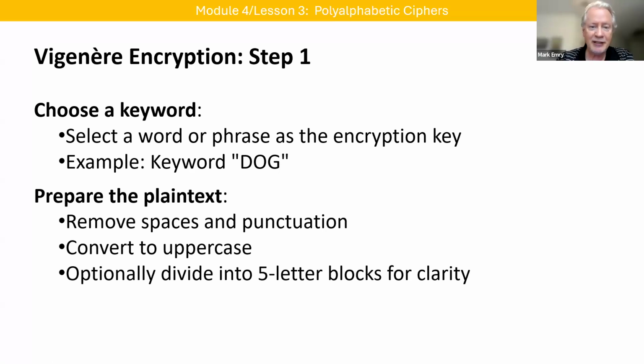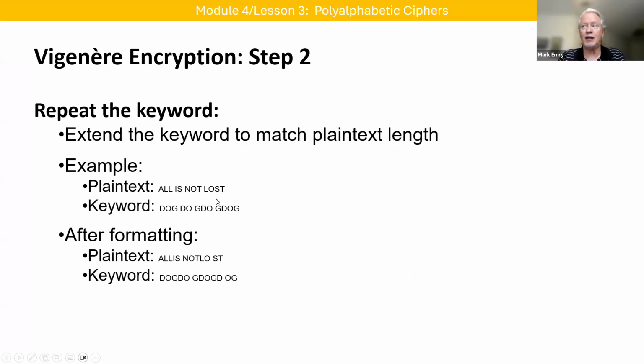In addition to the plain text, the cipher also requires a keyword, which is repeated so that the total length is equal to that of the plain text. For example, suppose the plain text is "all is not lost" and the keyword is "dog." Then the keyword must be repeated as follows. You can see it on the screen there.